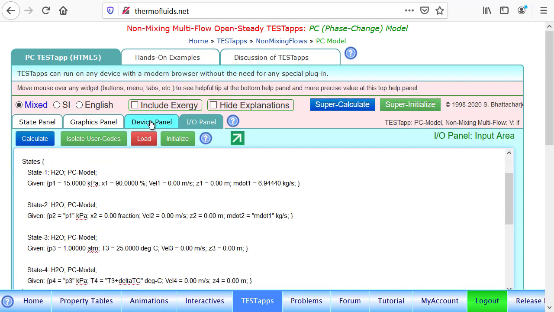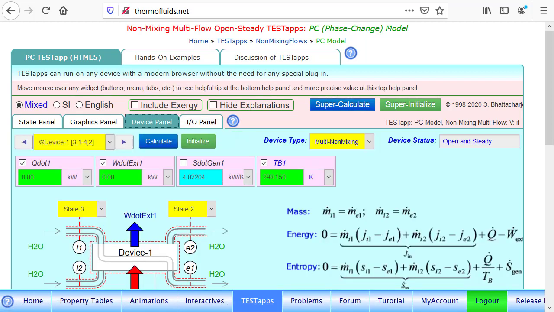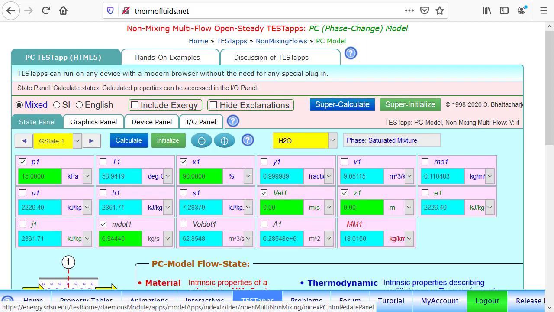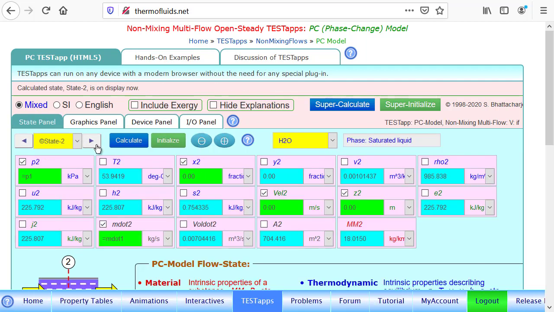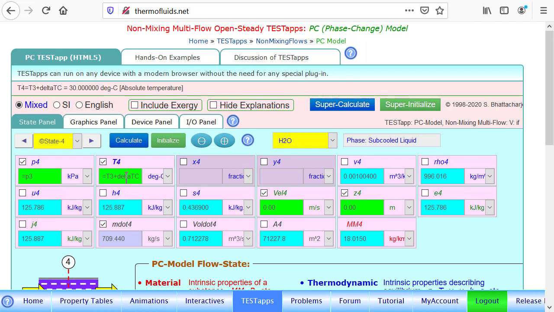Now if you go back in the device panel, you will find the entropy generation that you see. This will be slightly less than before, because now the temperature difference between the two streams is a little bit less, and therefore the thermal friction will be less. Just to verify that we got the right numbers, you can go back to the state panel and make sure that state 4, the temperature difference is 5 degrees, so it should be 25 plus 5, 30 degrees, which shows up here as 30 degrees, as you can see.